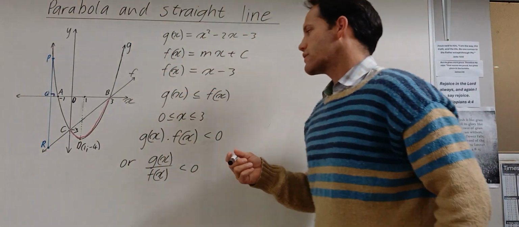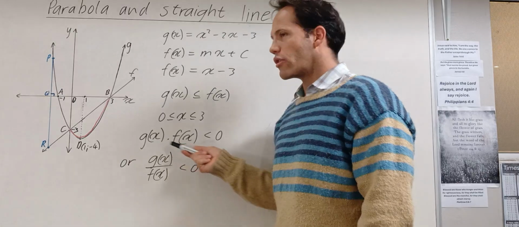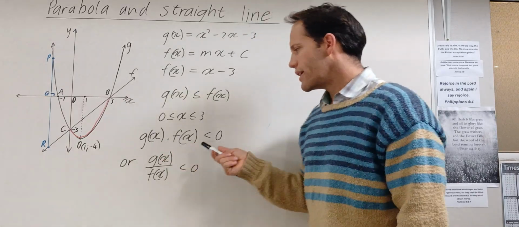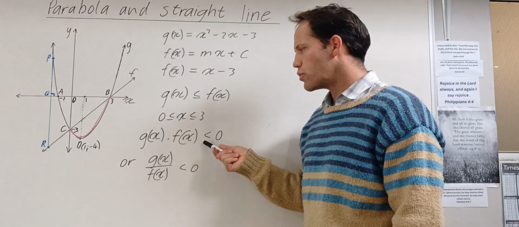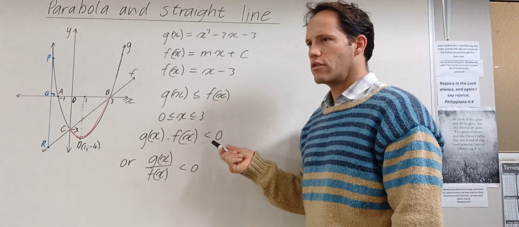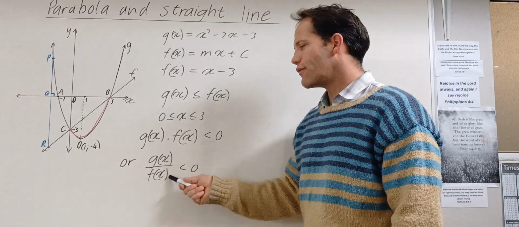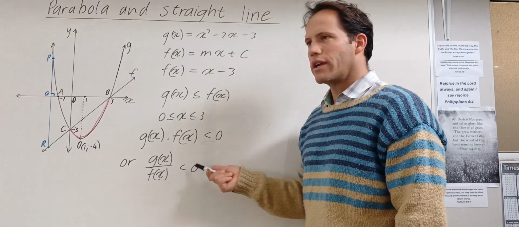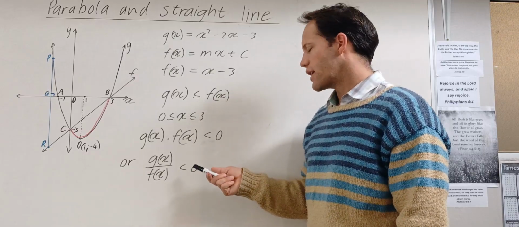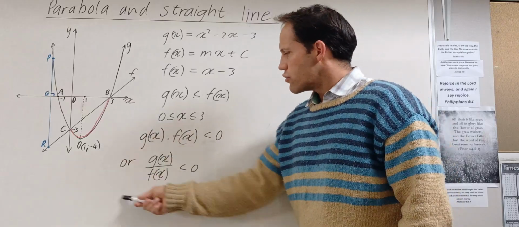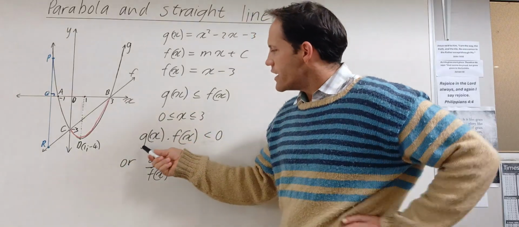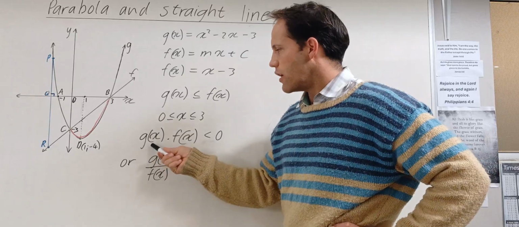Right, so another very important question that they can ask is they can take the two graphs and multiply them with each other and ask where is it smaller or equal to 0 or smaller than 0 or bigger than 0 or bigger or equal to 0. Or they can divide them with each other and ask where is it smaller than 0 or bigger than 0 or smaller or equal to 0. So these two questions are very similar. And when they say g(x), it's obviously y. g(x) is y times y.